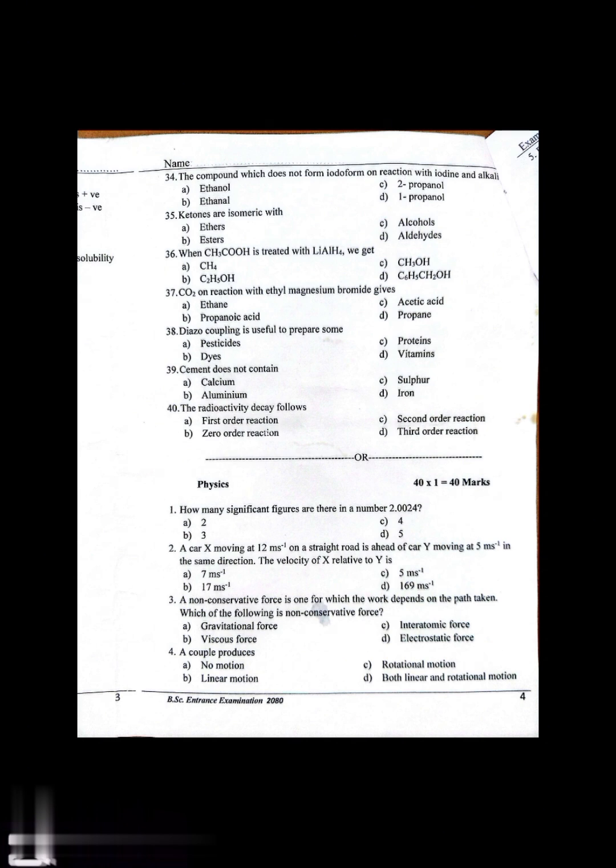1. How many significant figures are there in the number 2.0024? A. 2, B. 3, C. 4, D. 5.